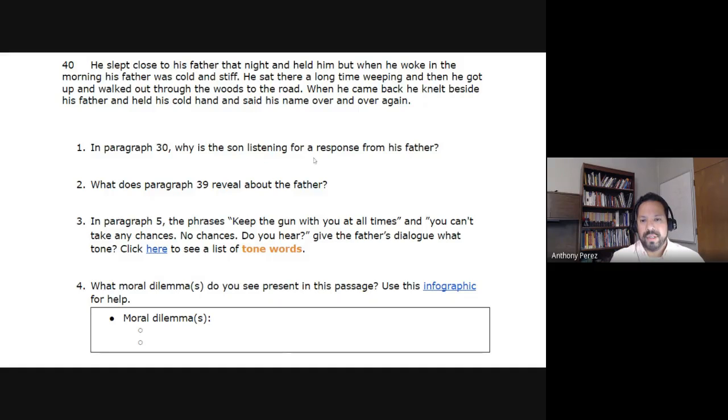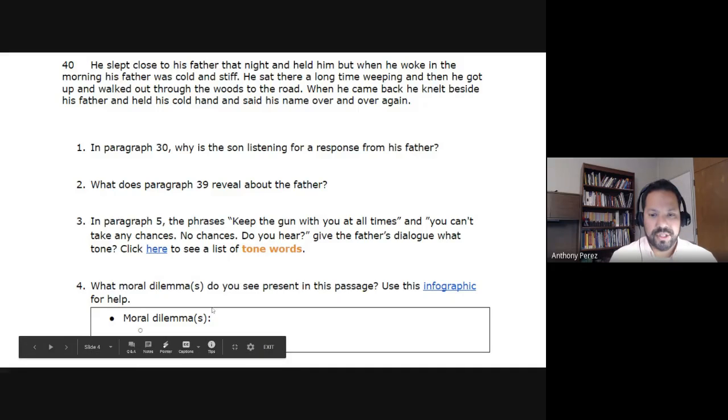So why is the son listening to the response from his father? If they're thinking about these things, what does this reveal about their father? They're going to get to better and more thoughtful character development. And then you can see here that this is starting to mirror the other questions from the writing summative. What moral dilemmas do you see in this passage? And they have a space to write this.